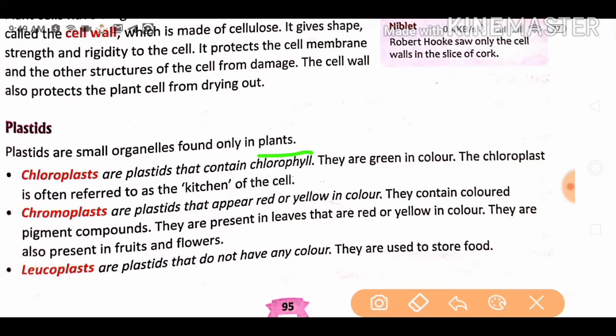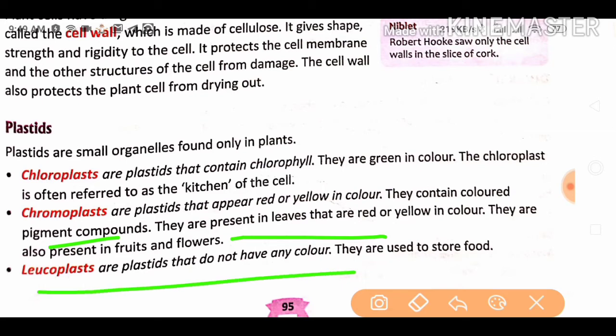Chloroplasts are the plastids that contain chlorophyll. They are green in color. The chloroplast is often referred to as the kitchen of the cell. Chromoplasts are plastids that appear red or yellow in color. They contain colored pigment compounds. They are present in the leaves that are red or yellow in color. They are also present in fruits and flowers. Leucoplasts are plastids that do not have any color. They are used to store food.